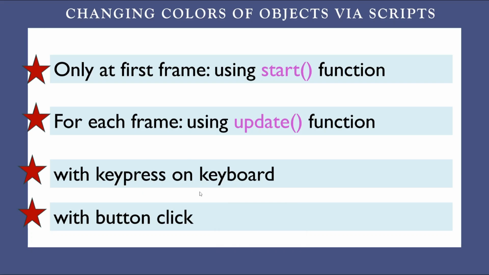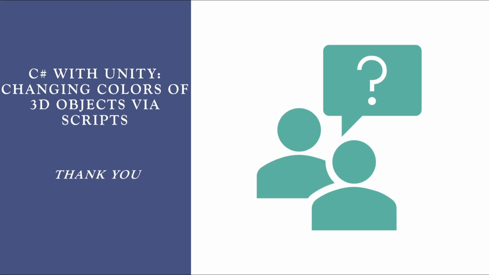So I hope you all are clear with this color changing with the button click. Use all these four options and apply them to your game, to your scene, whatever objects you have. With this, we come to an end of today's lecture of changing the color of 3D objects via scripts, and we have made use of this button click option. I hope this lecture is clear to you all.